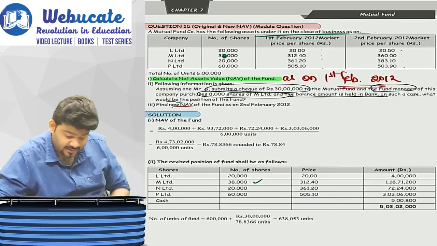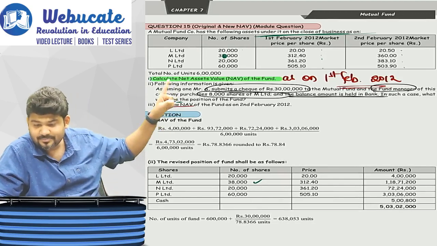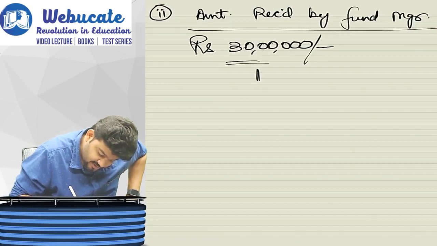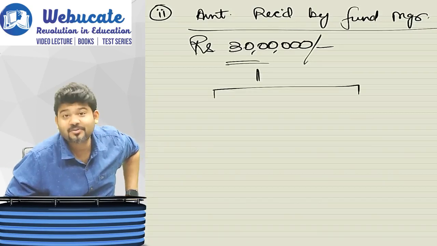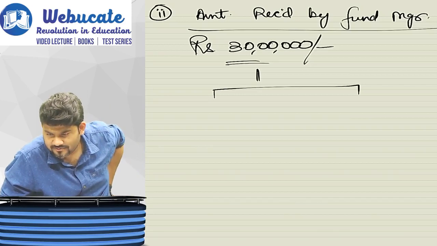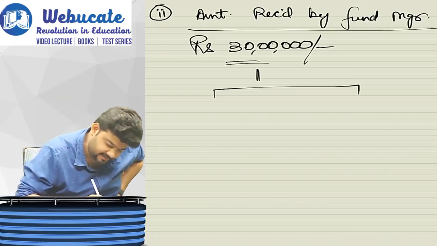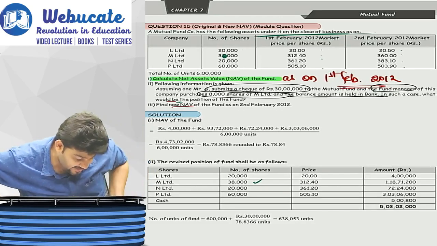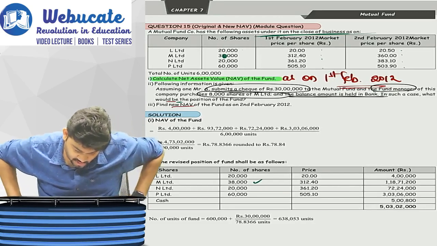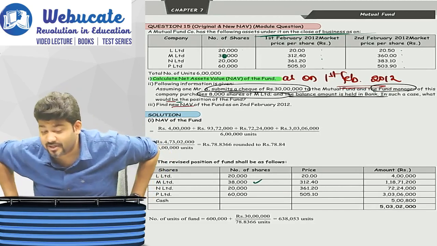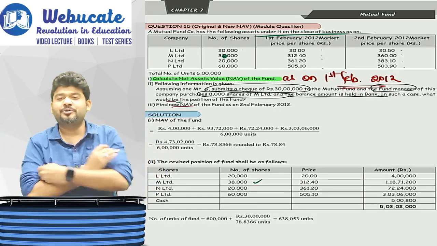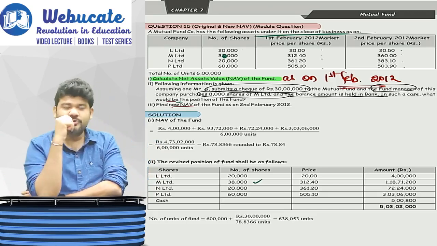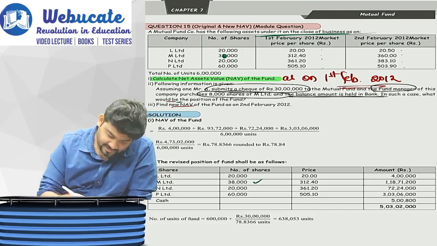Right, of this 30 lakhs, what happens? 8,000 shares of M Limited are purchased. Of this 30 lakh that you have got from the fund manager. Tell me one thing. When this Mr. A comes, he comes with a check of 30 lakh. How many units are you going to issue him? First question that I want you to answer is this. How many units are you going to issue him?